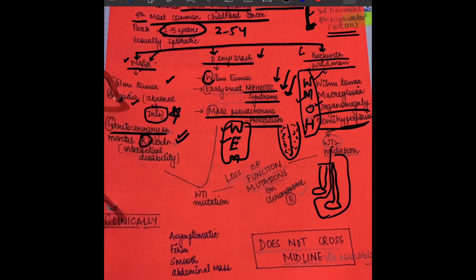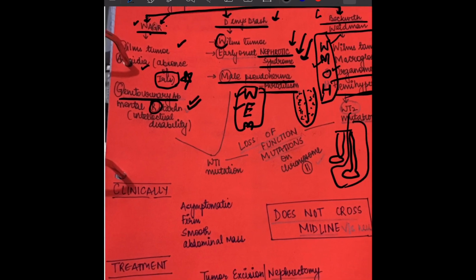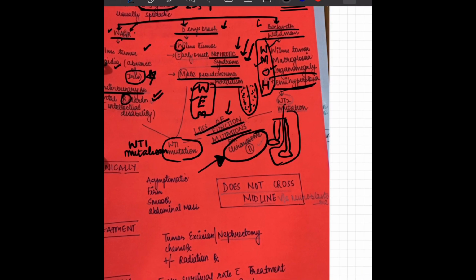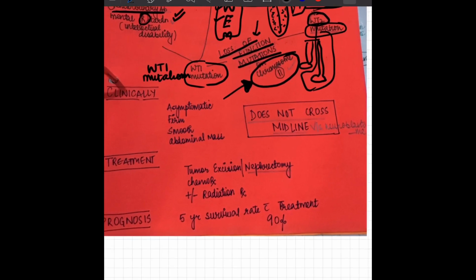Now coming on to the genetic part, the WAGR and the Denys-Drash syndrome, both are WT1 mutation. These are loss of function mutations. You need to know these words, they are really important. Loss of function mutations on chromosome number 11. WT2 mutation is only one, which is Beckwith-Wiedemann.